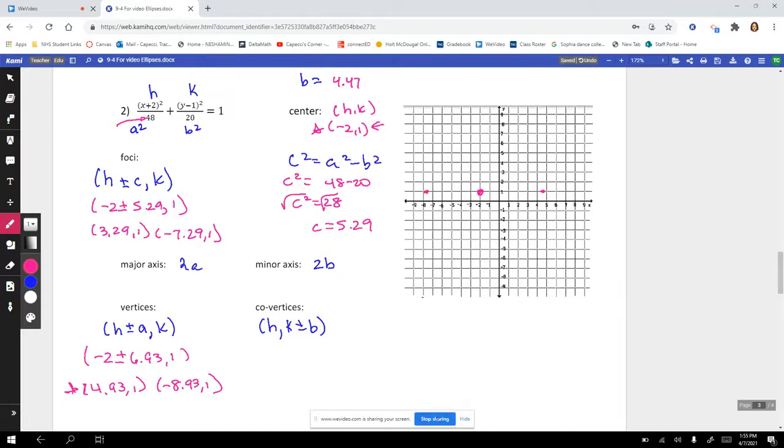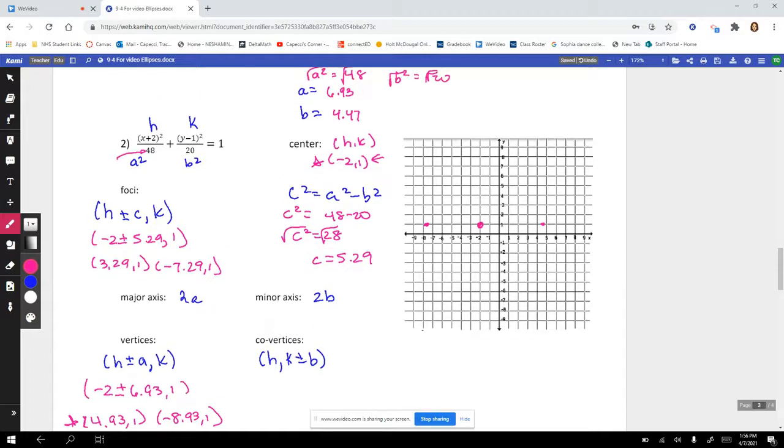So these should definitely be the same distance away from the center. And the length of that is 2 times a, right? So we found a to be 6.93. So then we get 2 times 6.93. So the length of that axis is going to be 13.86. That's 13.86 units. Okay.